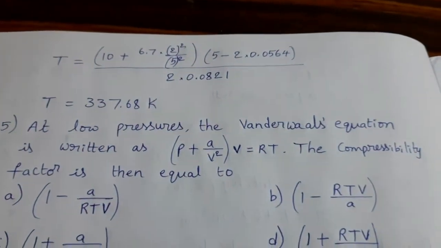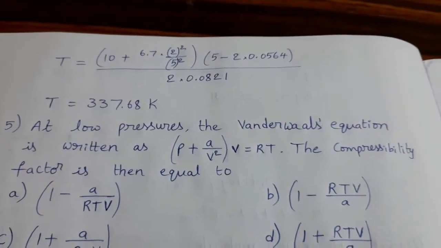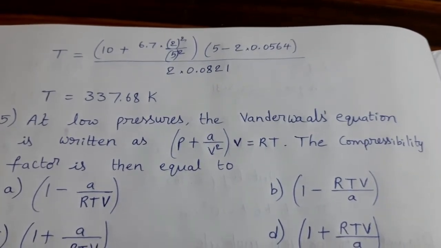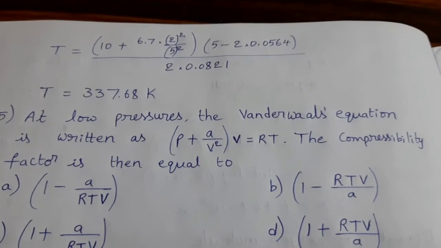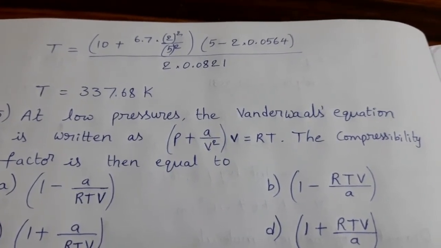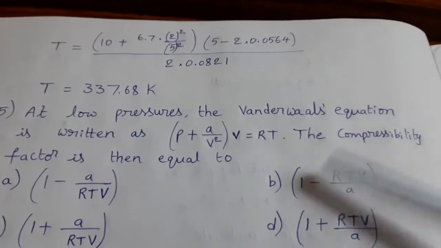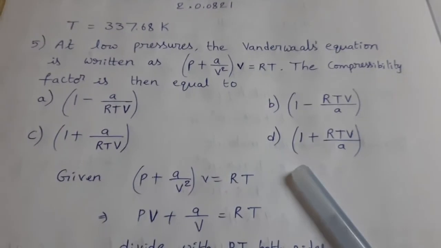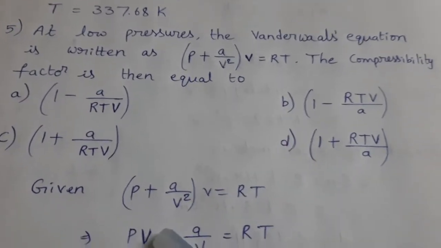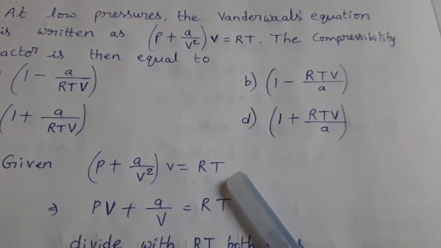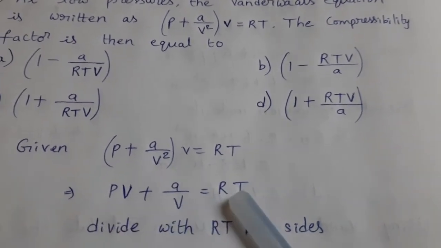Next, at low pressures the van der Waals equation is written as P plus a by V square into V equal to RT. The compressibility factor is then equal to, okay, at low pressure condition this is the van der Waals equation. Then what is the Z value? P plus a by V square into V equal to RT. From this we can get this one.